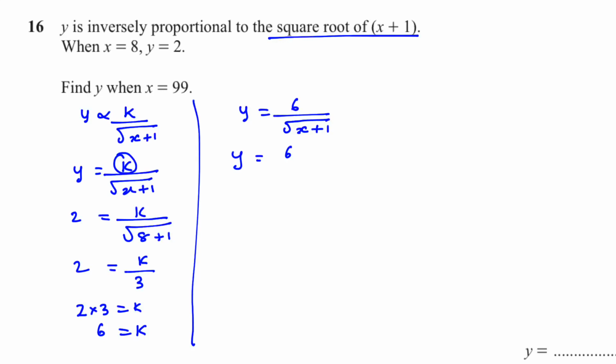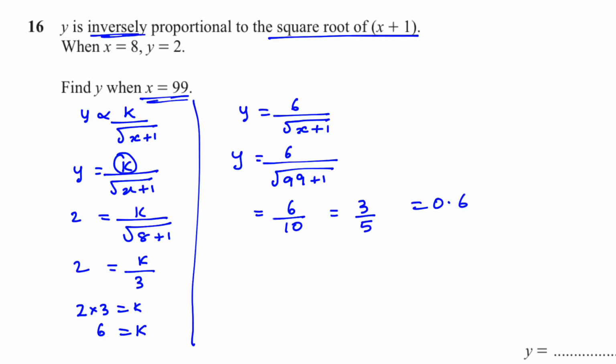And in the question they are asking us, find y when x is 99. So replace x with 99. You will get 6 over 10, which is equal to 3 over 5 or 0.6. If they say directly proportional, you have to write y is equal to kx.